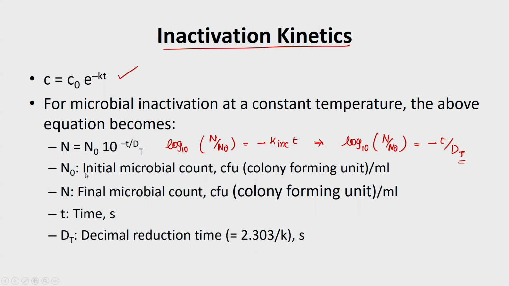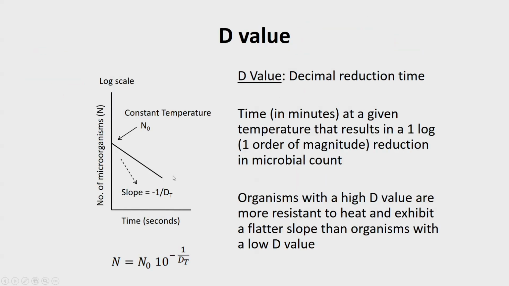So this N naught is nothing but the initial microbial count, CFU, colony forming units per ml. N is nothing but the final microbial count. So I should be telling at a particular time what my final microbial count is, and t is time, which may be in seconds or minutes. So D_T is nothing but decimal reduction time, which is also in terms of seconds or minutes. If you represent t as minutes, this is also minutes, and it goes like that, right.